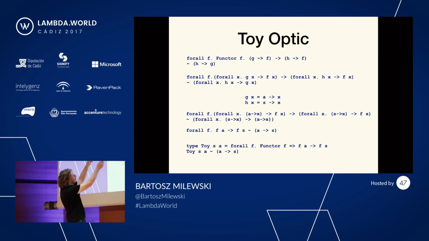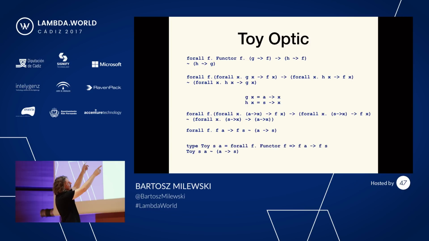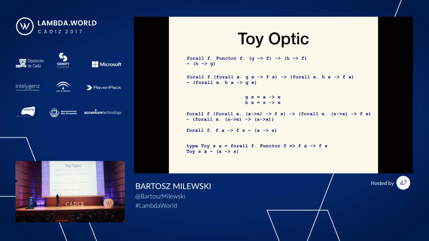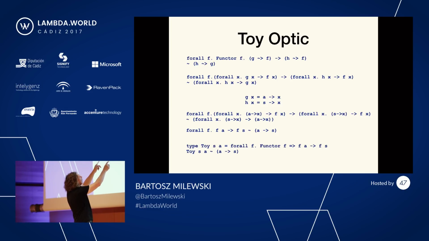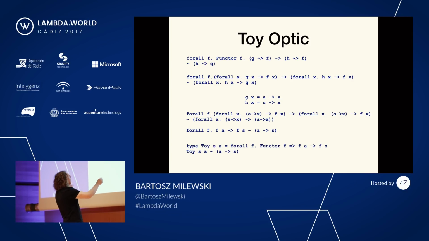In these internal for alls, I have reader from A mapped to fx. But that's Yoneda. Again, reader functor mapped to fx. This is a natural transformation from the reader functor. I can replace it with fa. Here I can replace it with fs. And at the bottom I can replace it with a reader from A to S, right?